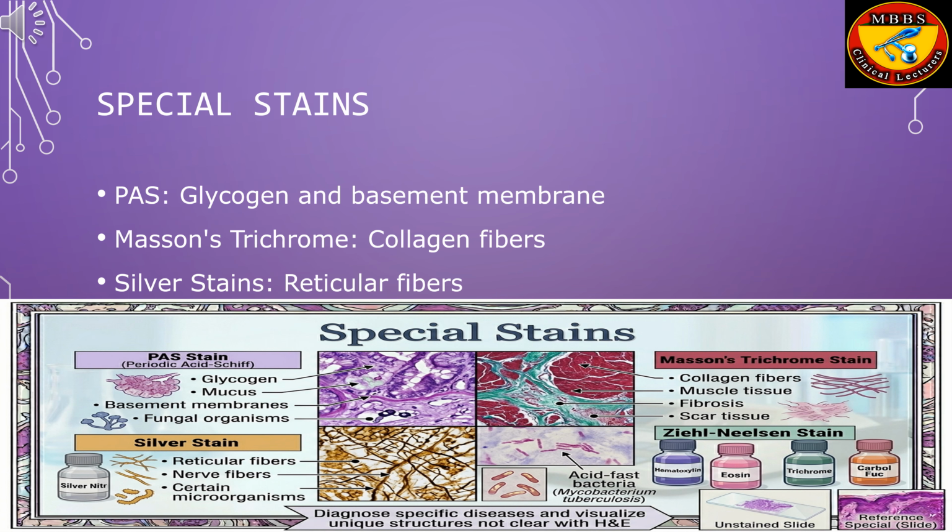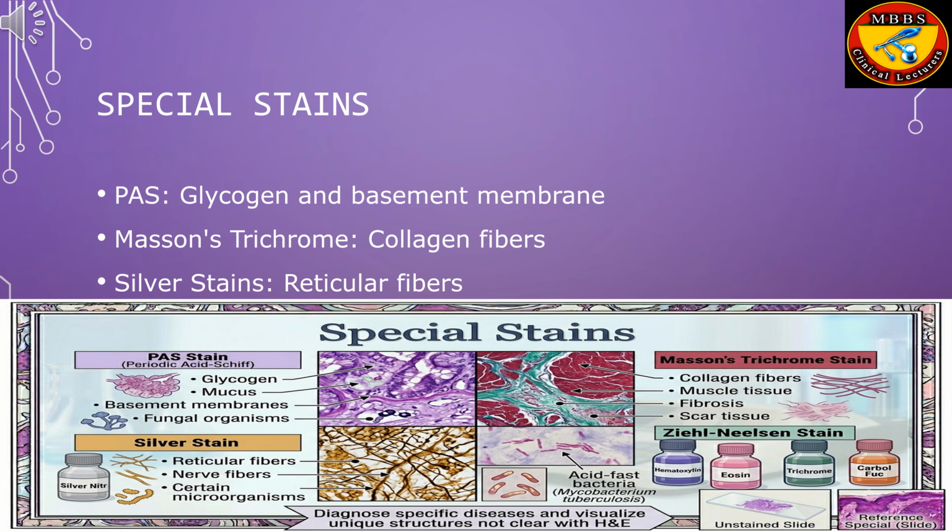PAS, periodic acid Schiff, stain. Used to detect glycogen, mucus, basement membranes, fungal organisms. Masson's Trichrome stain. Used to identify collagen fibers, muscle tissue, fibrosis and scar tissue. Silver stains. Used for reticular fibers, nerve fibers, certain microorganisms.